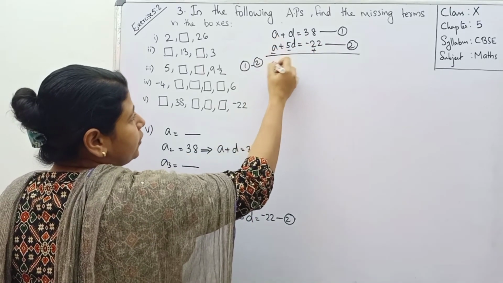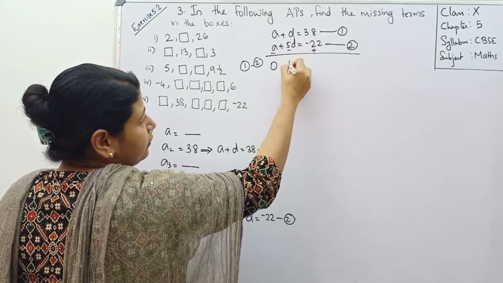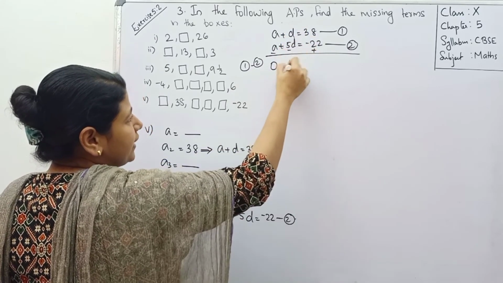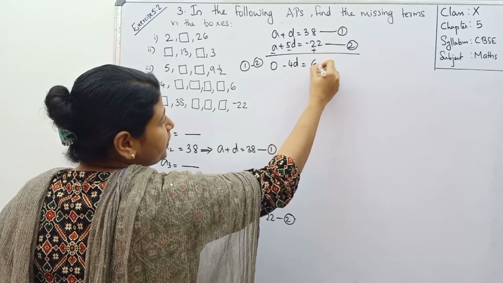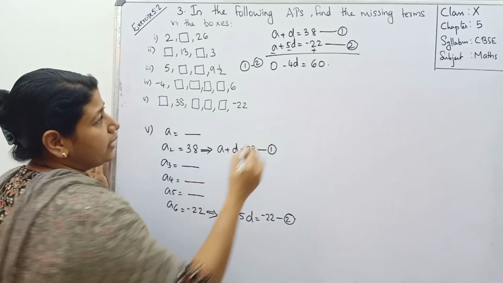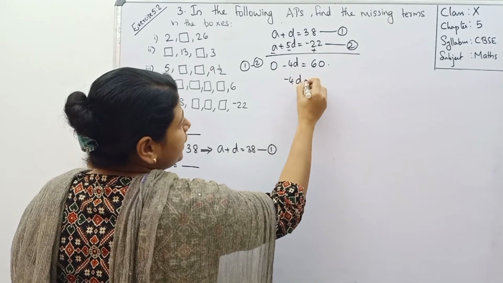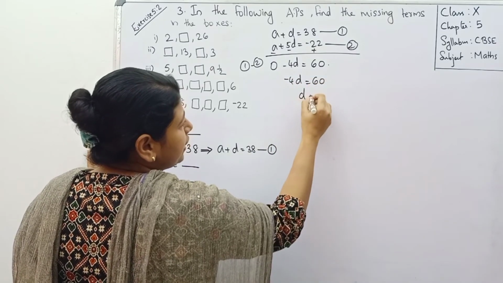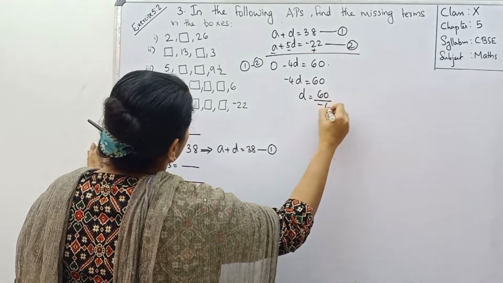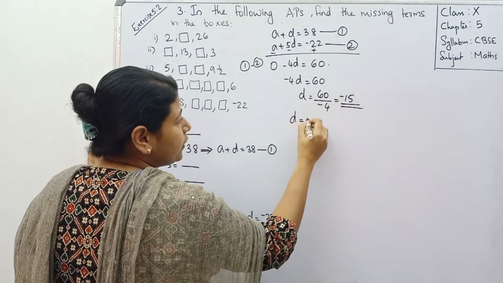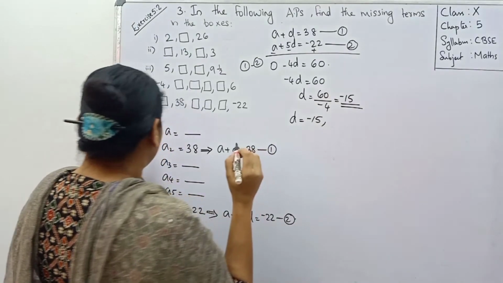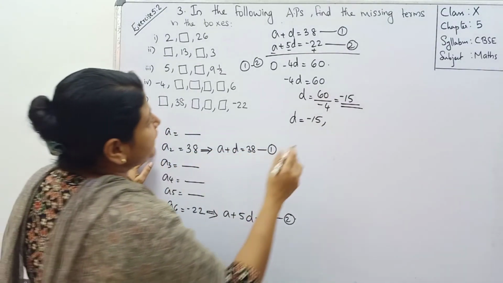a minus a, 0, d minus 5d, 4d, and put the negative sign, which is equal to 38 plus 22, which is equal to 60. Okay. So, negative 4d equal to 60 means d equal to 60 by negative 4, which is negative 15. So, d equal to negative 15 and we have to find out a.